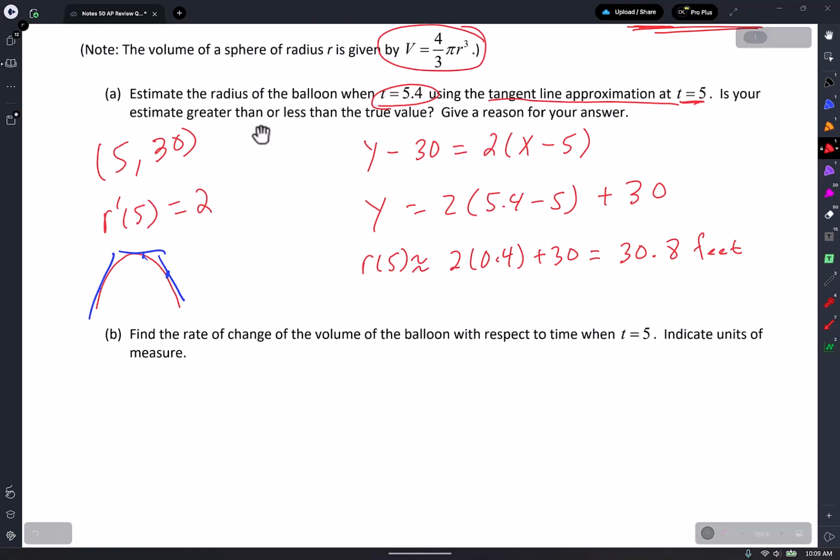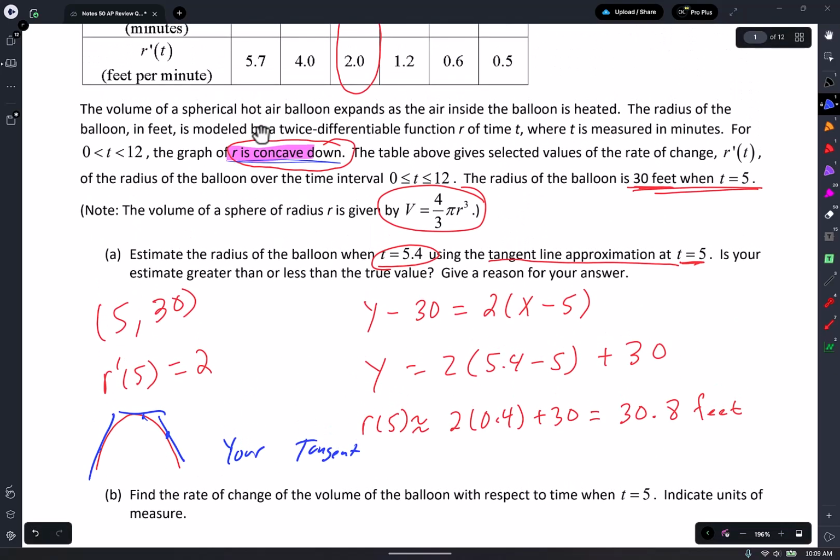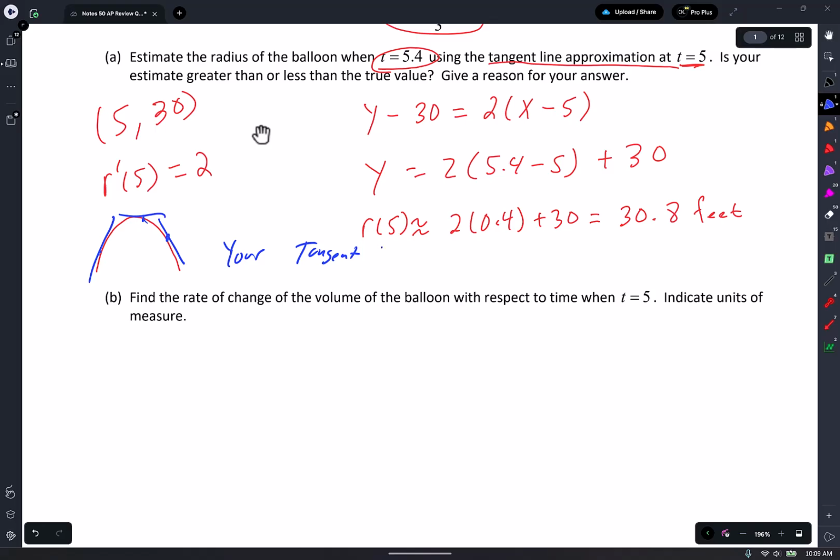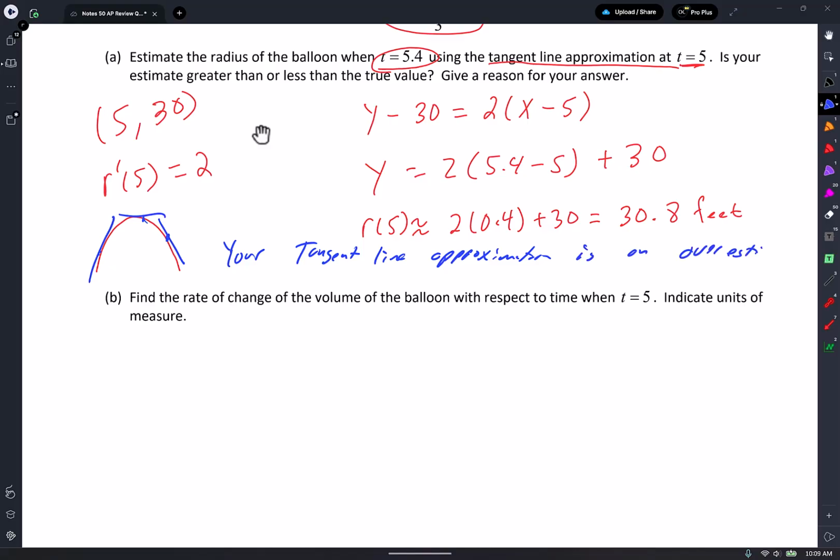So I'm going to write, let me write it in blue. Well, we just knew that, we didn't need to solve to figure that out. Yeah, because it told us in the problem that it was concave down. Our tangent line approximation is an overestimate since r of t is concave down.